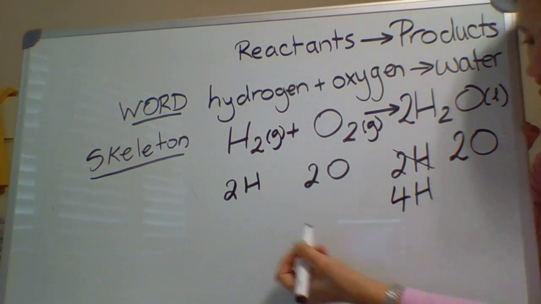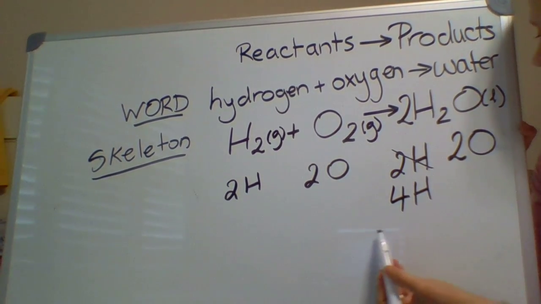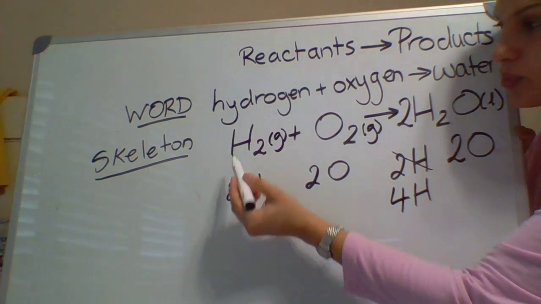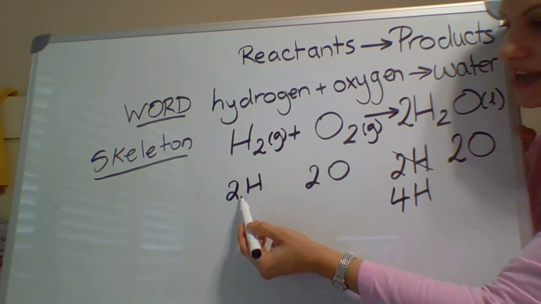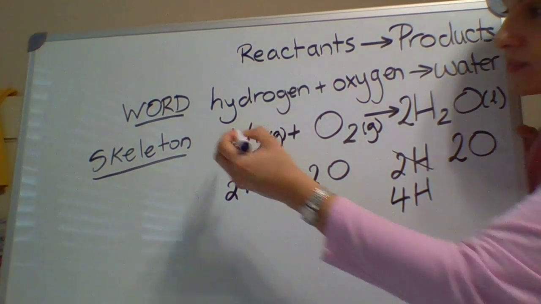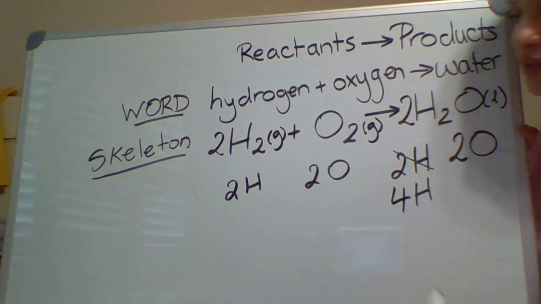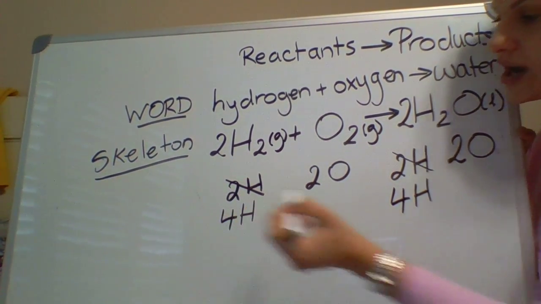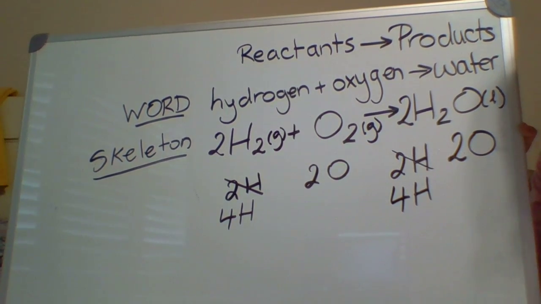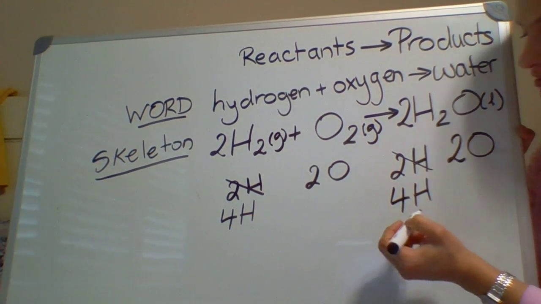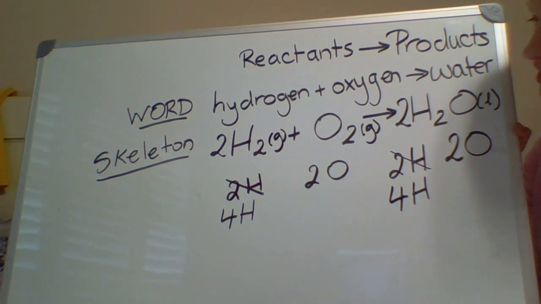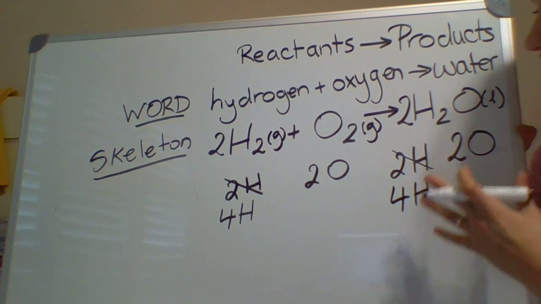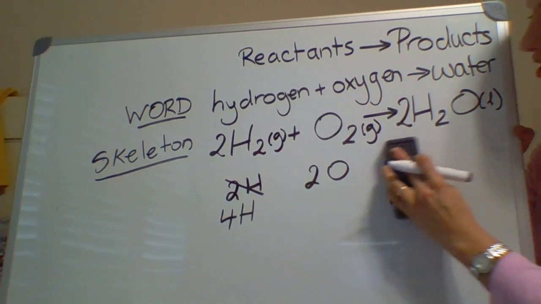So let's go back to the other side. We had 2 hydrogen here and 4 hydrogen here. What do I need to put in front of the hydrogen gas here in order to get 4 hydrogen? It should be a 2, because then this will change to 4 hydrogen. Now let's double check. 4 hydrogen, 4 hydrogen. We have 2 oxygen, 2 oxygen. We have now balanced our equation.